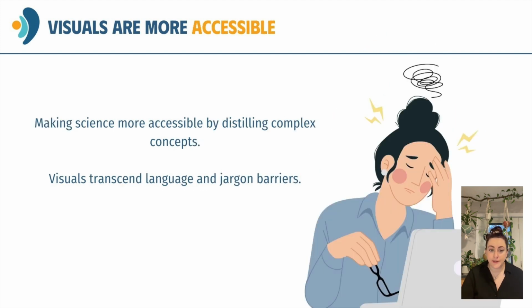Visuals are also more accessible. We can make science more accessible by taking complex concepts and distilling them into visuals. Visuals can also help with transcending language barriers or jargon barriers. For example, a stop sign is a stop sign no matter where you are.